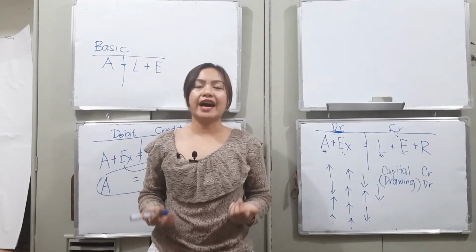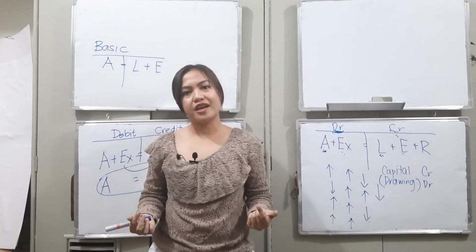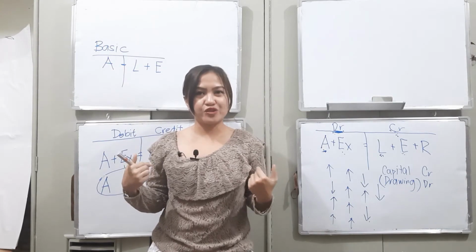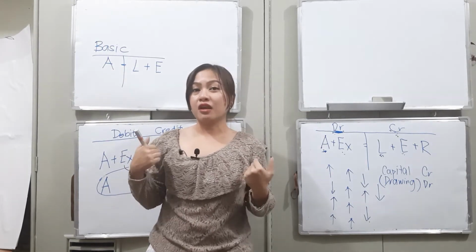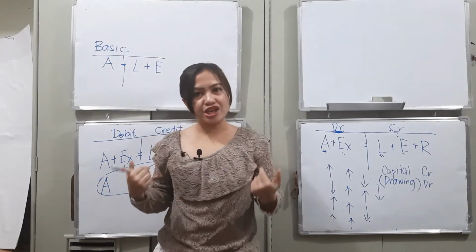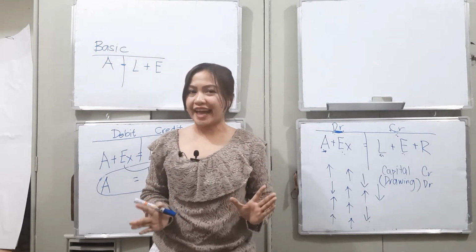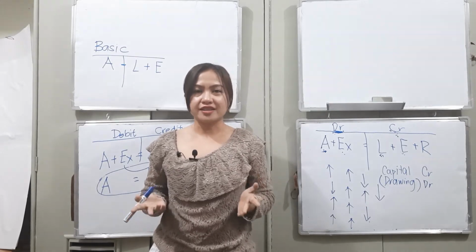But when you try to analyze what is your debit, try to think what did the business receive. So it's the point of view of the business, not of the owner. If there is a cash investment, in the point of view of the business it has received cash. So what is cash? It is an asset.